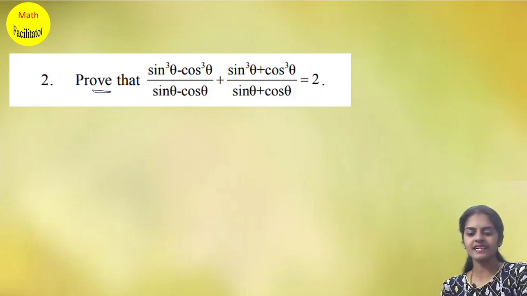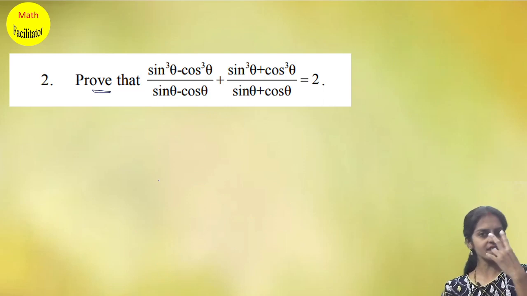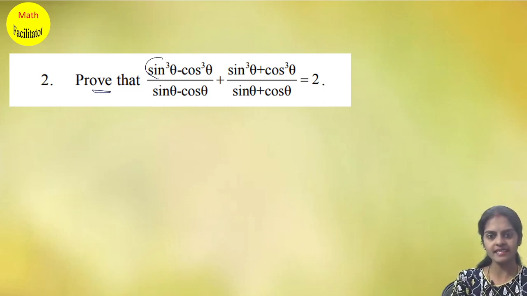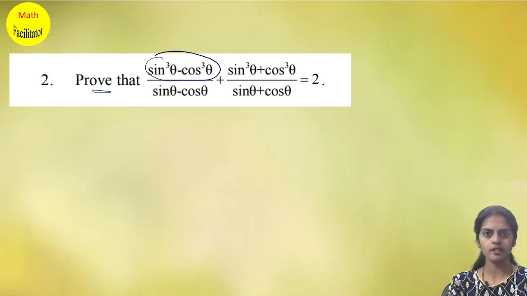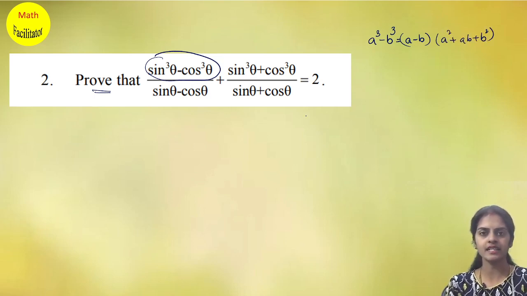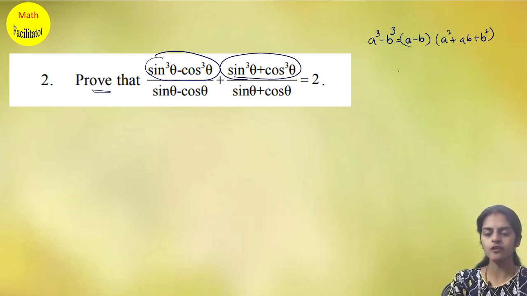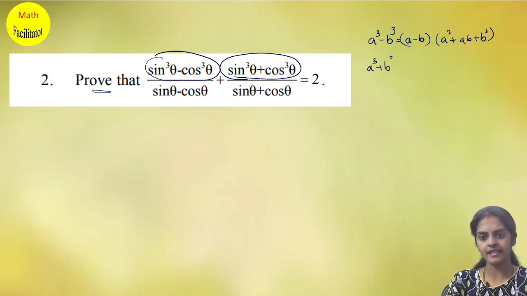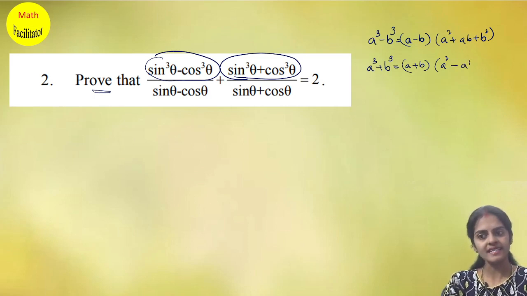Okay. So see here, is there any identity? Your eyes should directly recognize the identity. See here, there is an identity: A cube minus B cube. Sin cube theta minus cos cube theta is like A cube minus B cube. What is the identity? It is nothing but A minus B into A square plus AB plus B square. Okay, there are some identities which you need to remember, which are very useful for trigonometry. And then the next one is A cube plus B cube. This, sin cube theta plus cos cube theta, is like A cube plus B cube. So the identity is A plus B into A square minus AB plus B square.